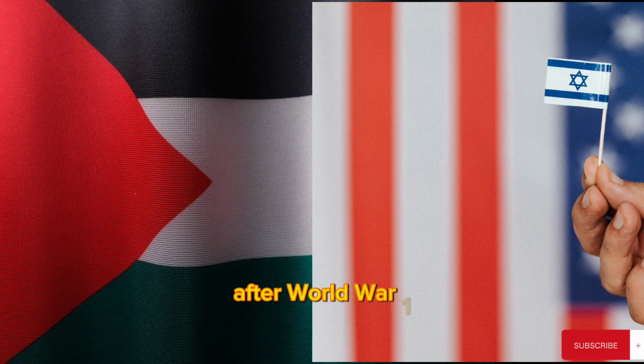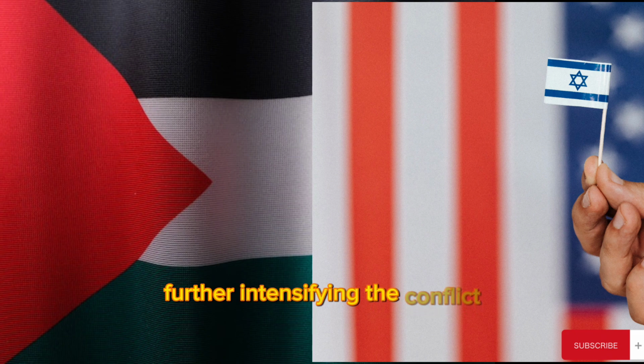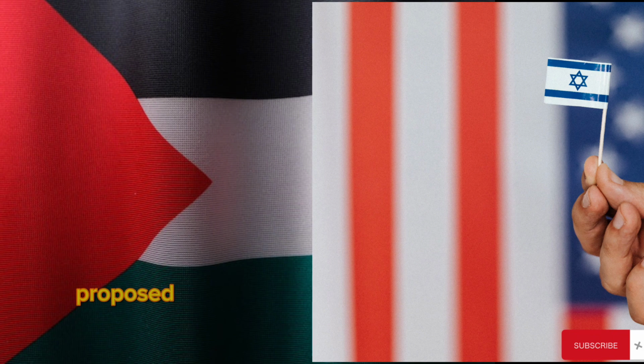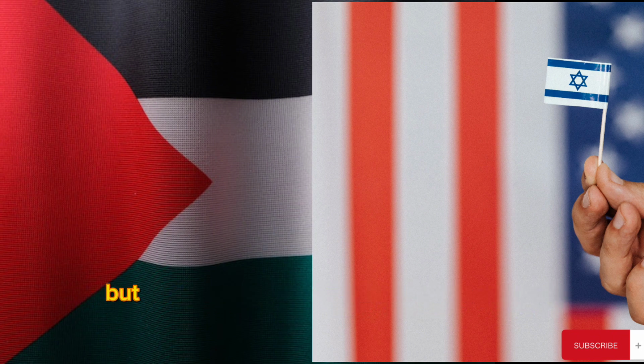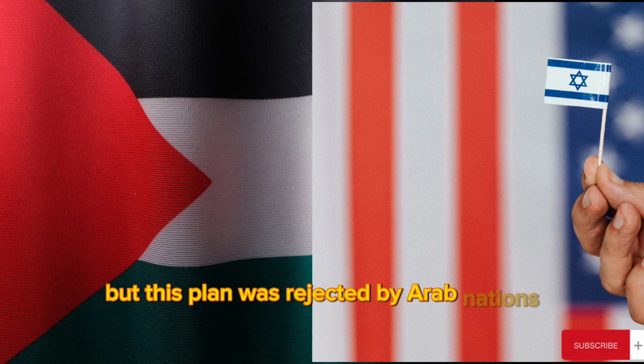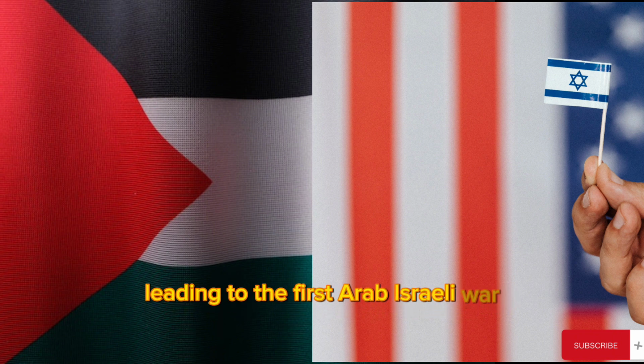After World War I, the League of Nations granted Britain a mandate to govern Palestine, further intensifying the conflict. The 1947 UN Partition Plan proposed the division of Palestine into separate Jewish and Arab states, but this plan was rejected by Arab nations and Palestinian leaders. In 1948, Israel declared independence, leading to the First Arab-Israeli War.